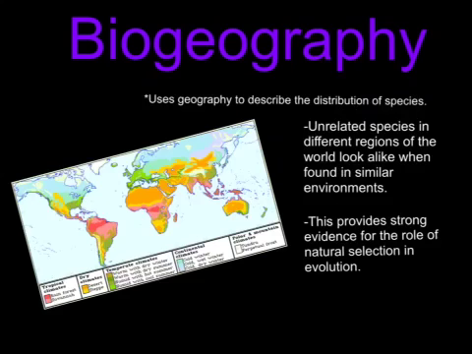Biogeography uses geography to describe the distribution of species. Unrelated species in different regions of the world look alike when found in similar environments. This provides strong evidence for the role of natural selection and evolution.